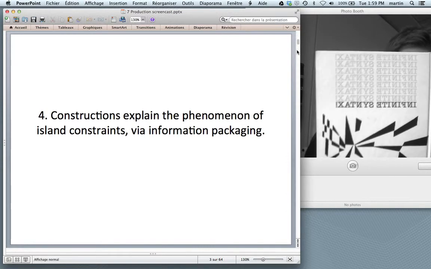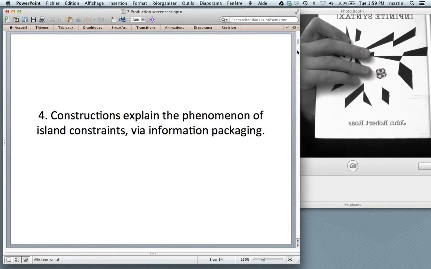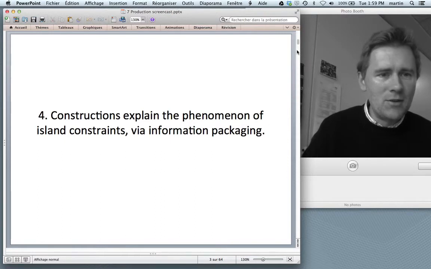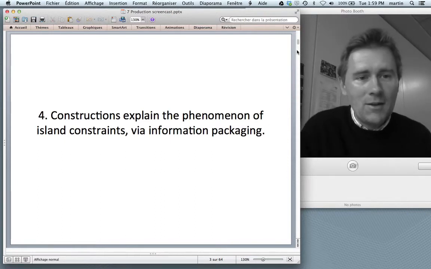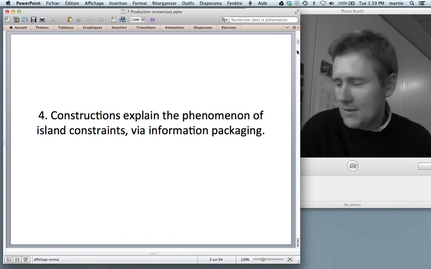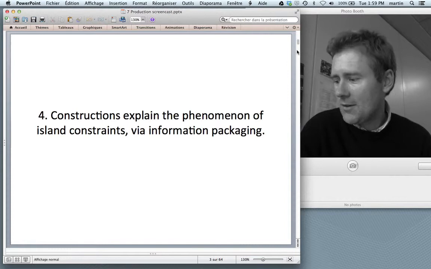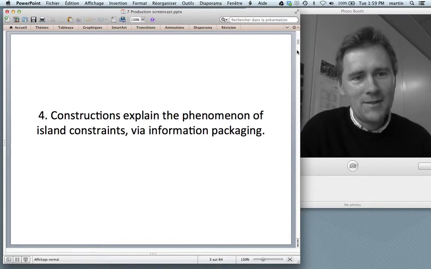Right, I can't mention island constraints without mentioning this book here, Infinite Syntax by John Robert Ross. He came up with the term island constraints, and if you decide that island constraints are for you, I suggest that you go to the library, check this out. It's highly recommendable reading, and it makes you want to go back to a time in which your dissertation could be called Infinite Syntax.